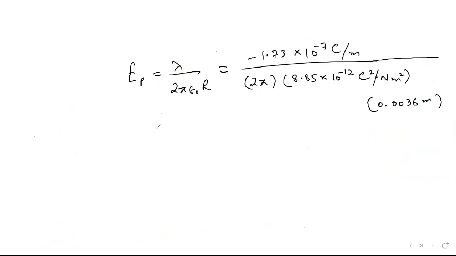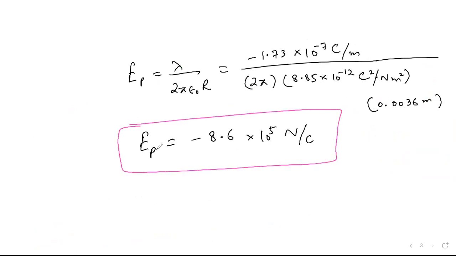When we put the numbers, the electric field at the given point turns out to be minus 8.6 into 10 raised to the power 5 Newton per coulomb. Check the calculation at home. So we have found the electric field.